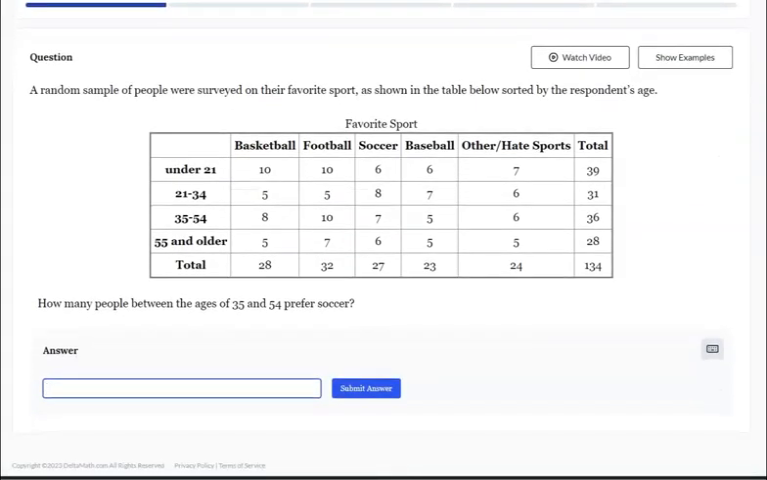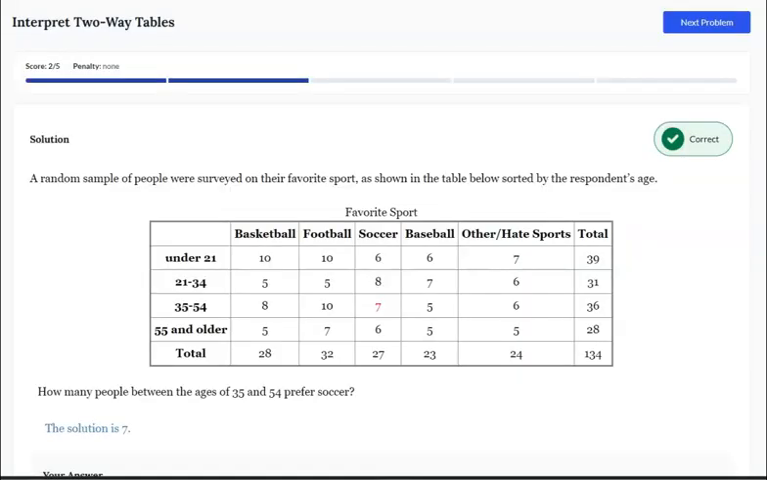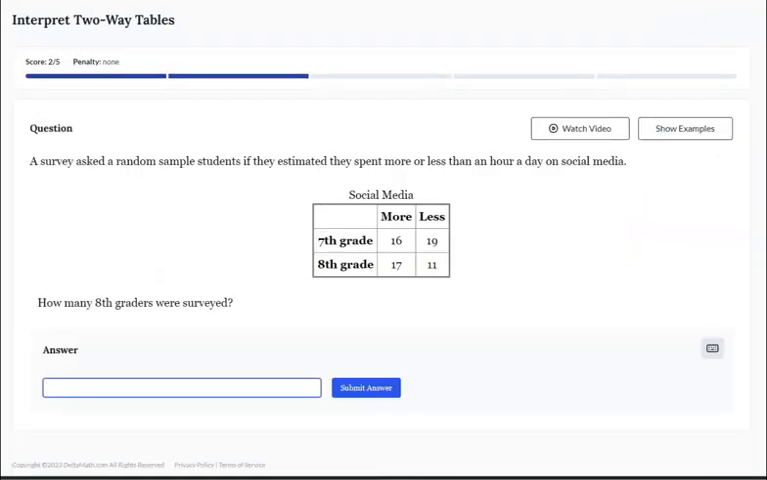In this next question, they want to know how many people between the ages of 35 and 54 prefer soccer. So we have to read two ways. First, down the soccer column, and then across the 35 to 54 column, until we find where they join, which would be 7. 7 people have both of those conditions. The rest of these questions are very similar.